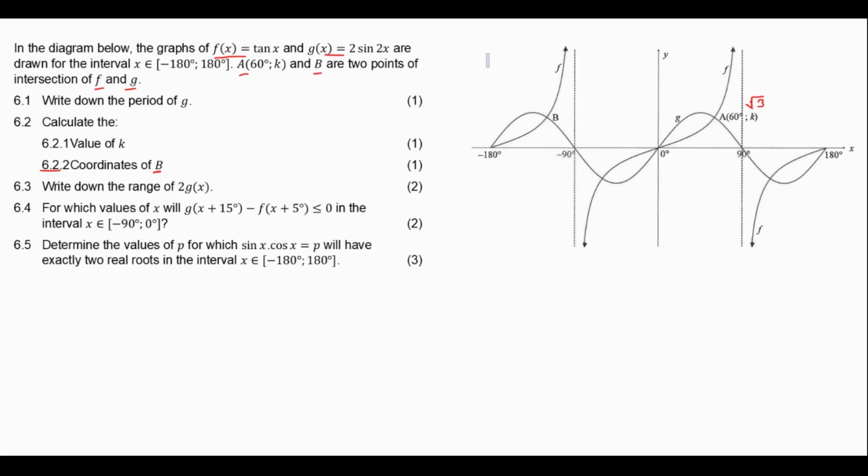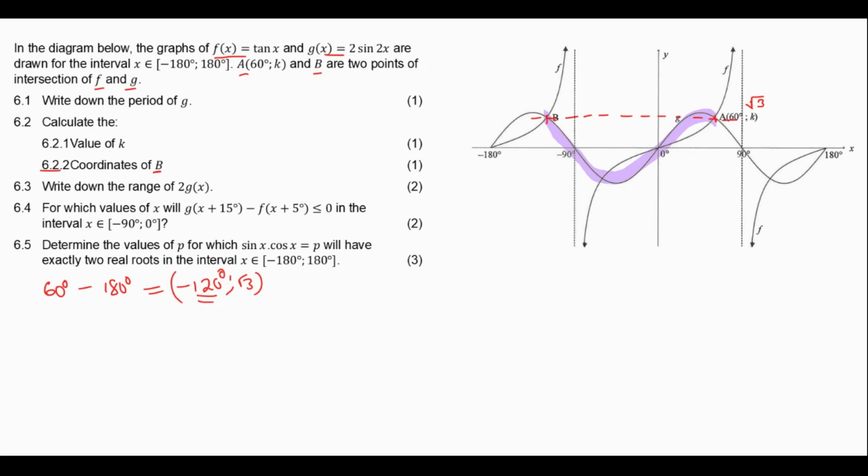If you check, B is one period away from A. And the period of this graph is what? Is 180 degrees. If we say 60 degrees minus 180 degrees, we must get the x coordinate of B. 60 degrees minus 180 degrees, which is equal to -120 degrees. Okay? And then B and A are on a horizontal line. So it means the y coordinate is still root 3 for B.